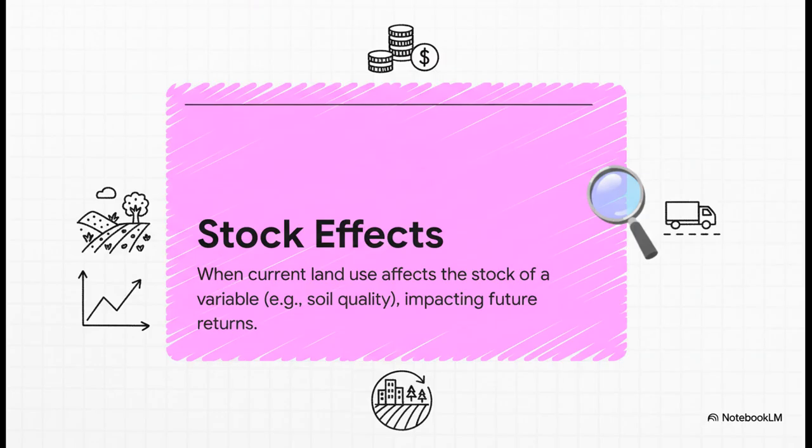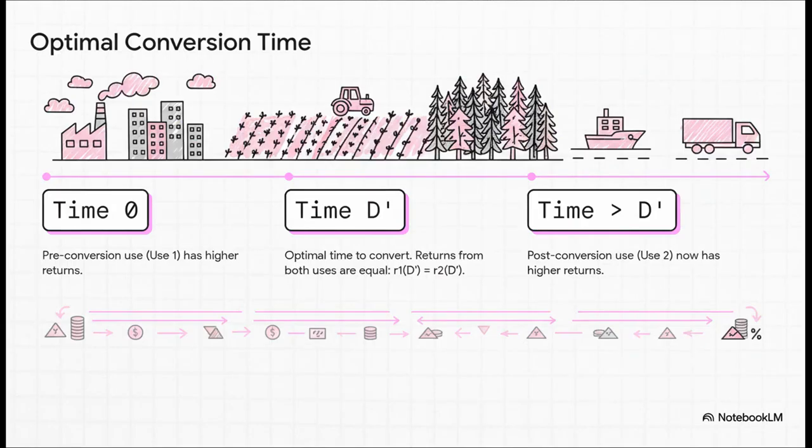And what you do today creates ripples into the future. This idea of stock effects is all about how using your land now, say with really intensive farming, can actually use up a resource, like the quality of your soil. That degradation, that stock effect, has a direct impact on how much money you can make from that land down the road. So, the million-dollar question is, when is the absolute perfect moment to make that irreversible change? Well, it's not just when the new thing becomes more profitable today. The sweet spot, that's D prime on the timeline, is the exact moment when all the future profits you expect from the new use finally outweigh the profits of just sticking with the old one. If you convert too early or too late, you're literally just leaving money on the table.